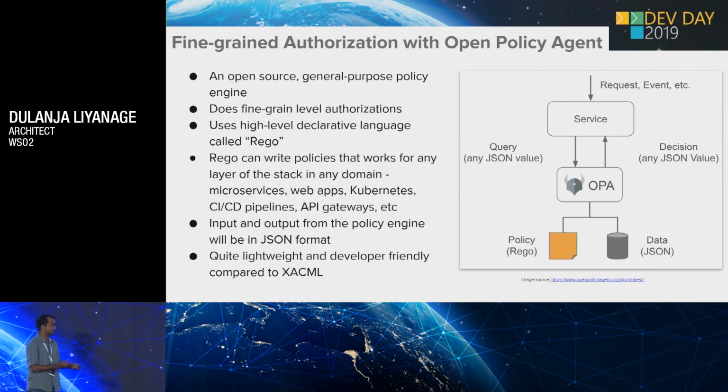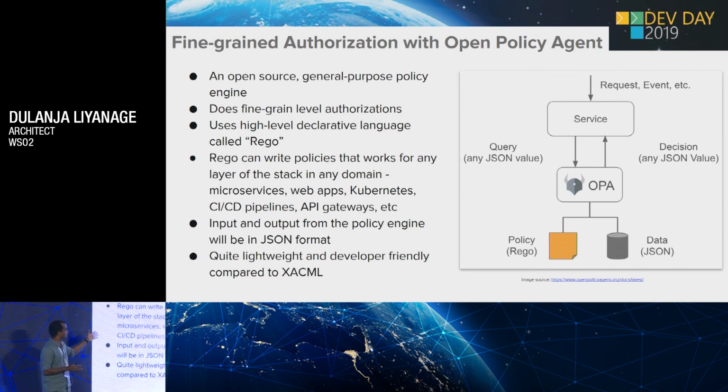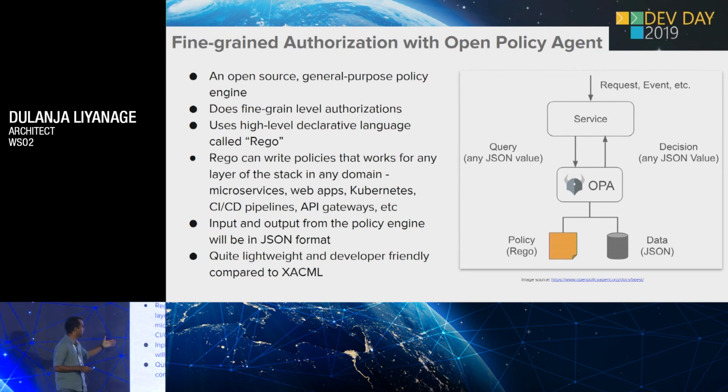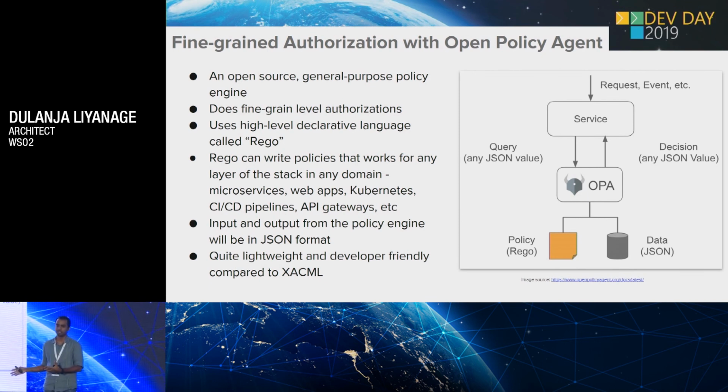So this can plug in as a library. The API can make calls to a central OPA server, or this can be plugged in as a sidecar with your service to do this authorization. So you can write policies using the Rego language that work for any stack in any domain, like microservices, web apps, Kubernetes, CI/CD pipelines, API gateways, and so on. This is very, very flexible. Input and output is JSON, and it's quite lightweight.